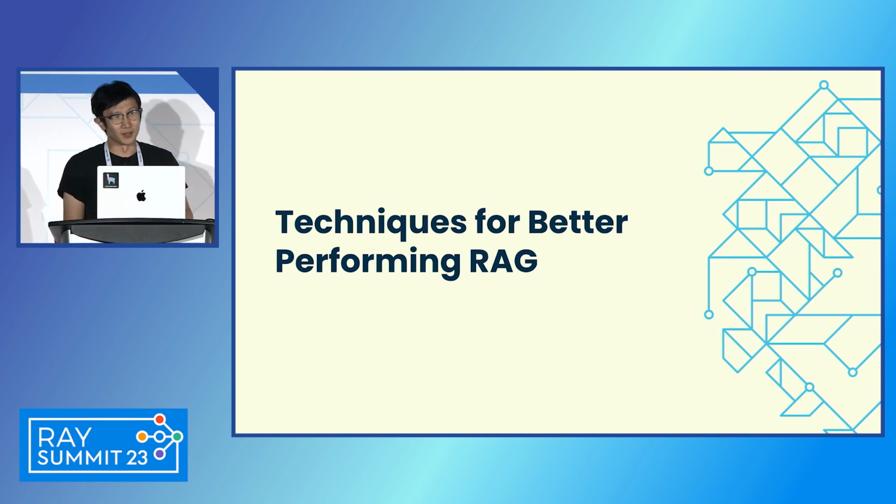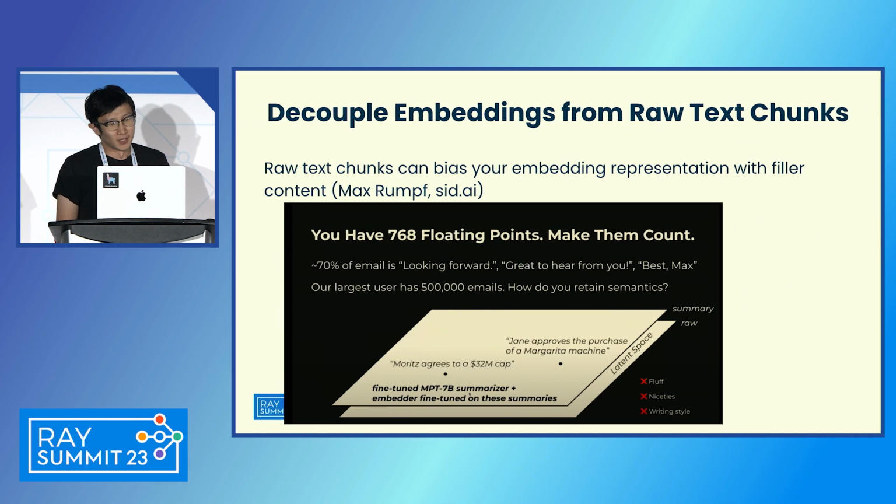So the bulk of this talk is talking about some general techniques for better performing RAG, beyond maybe what you've seen that you can do in 5 lines of code from LlamaIndex or LangChain or other frameworks. We'll try to give examples for each one on failure modes, and I'm also happy to answer some questions at the end.